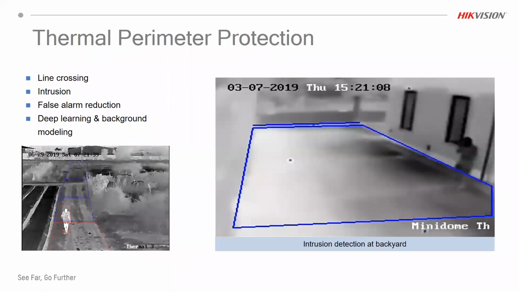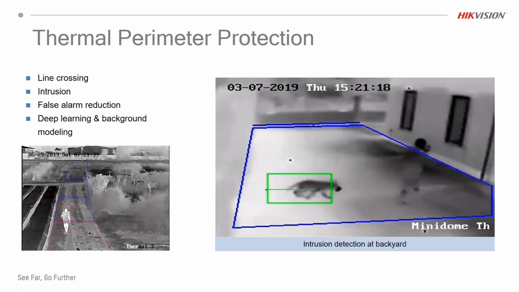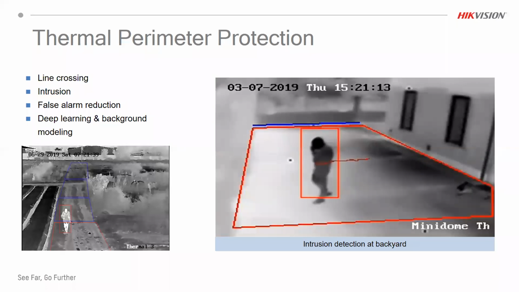As we move on, we have our thermal perimeter protection. This thermal perimeter protection consists of VCA alarms with different attributes. When we talk about VCA, we talk about alarm attributes such as line crossing and intrusion, so when someone enters a zone. We also use part of our deep learning and background modeling to reduce false alarms, depending on whether it's a person or a vehicle within the scene.